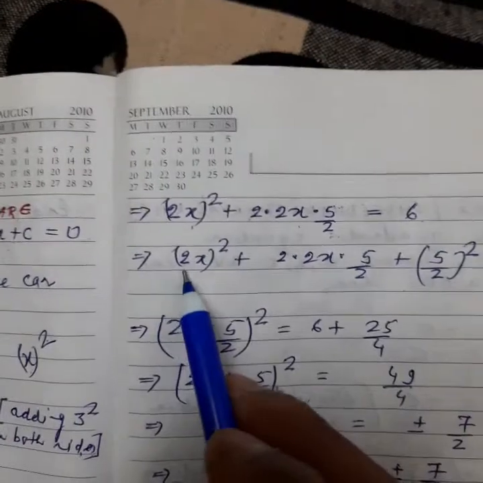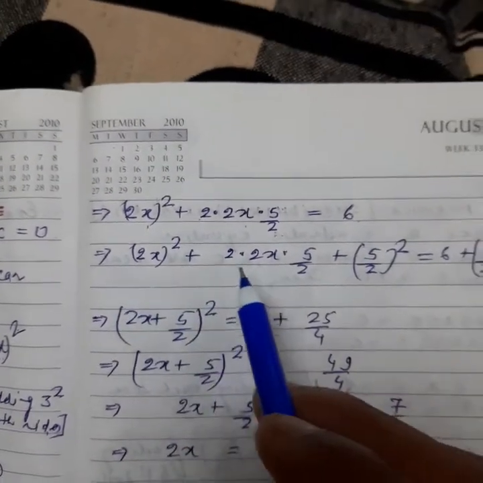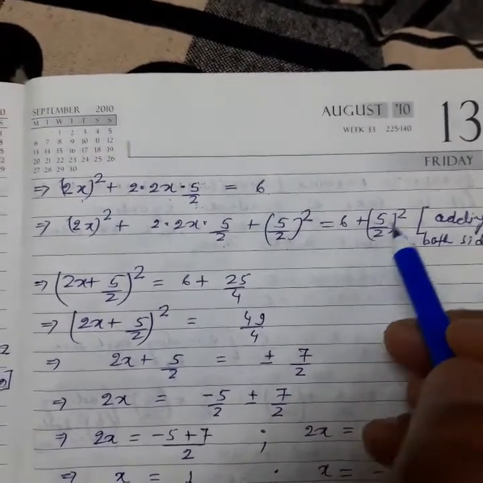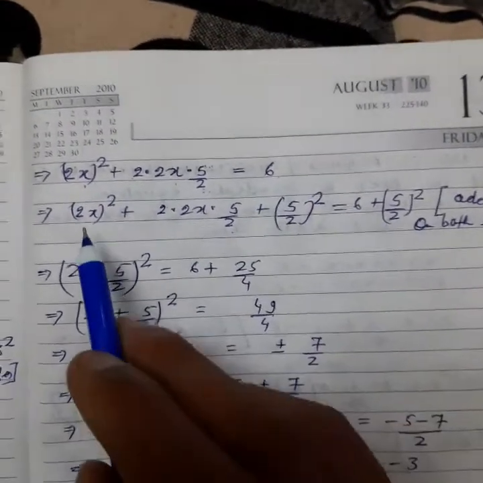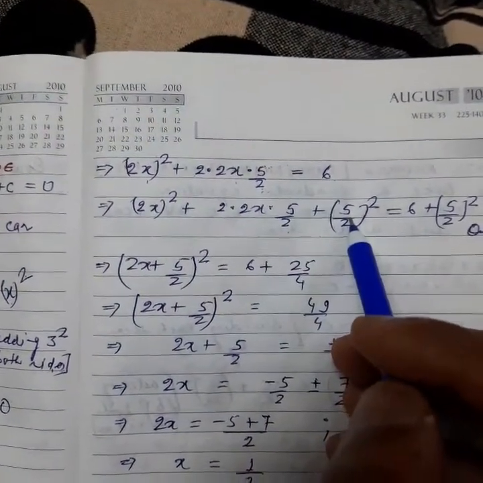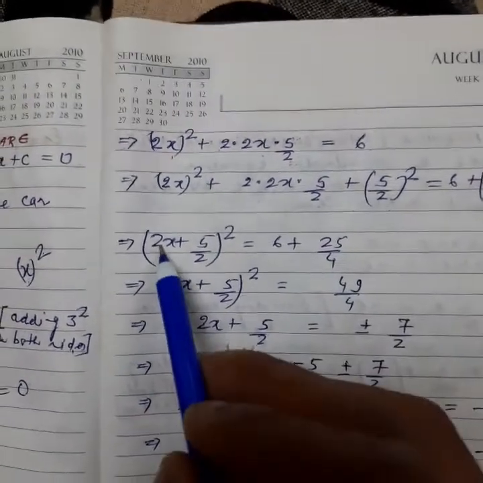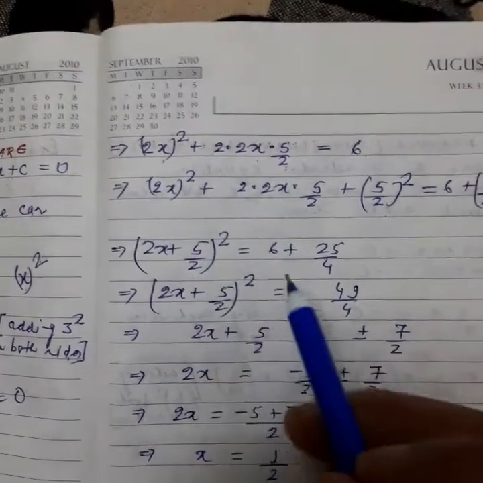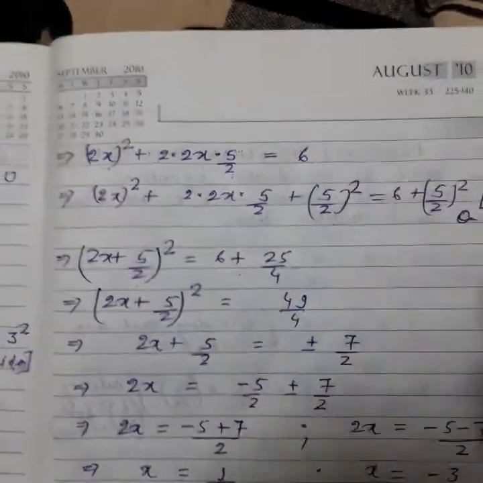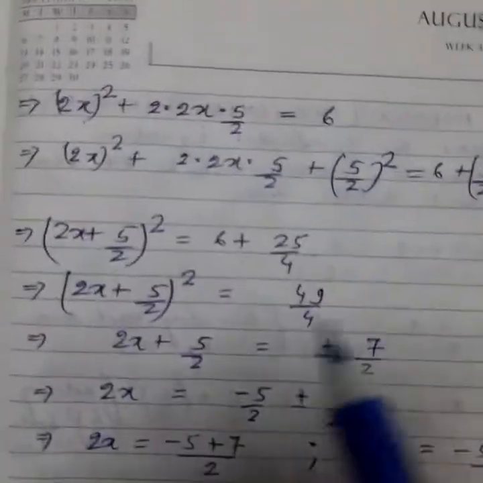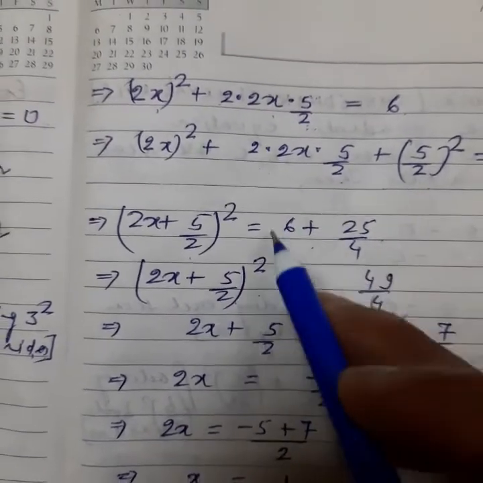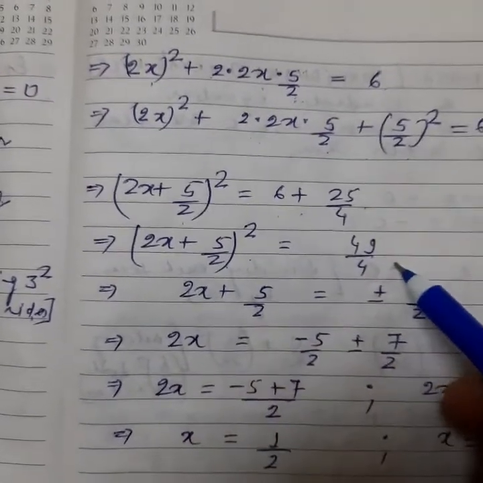So what do we get? 2x whole square plus 2ab form plus 5 by 2 whole square equals 6 plus 5 by 2 whole square. Now this is in the form of a square plus 2ab plus b square, which equals a plus b whole square, that is 2x plus 5 by 2 whole square, equal to 6 as usual and 5 by 2 square is 25 by 4. On taking the LCM, if we add this, we can get 49 by 4.